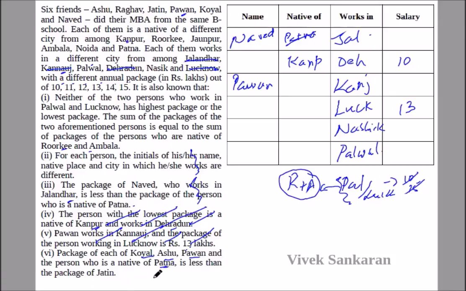Patna is less than Jatin. So what it says is that Jatin draws more than Koyal, Ashu, Pavan and the guy from Patna. He is higher than these 4 people, and we also know from here that the guy from Patna earns more than Naved, so this guy cannot be from Patna. So Jatin is more than these 4 and Naved, so Jatin is more than 5, so Jatin has to be the highest, 15.